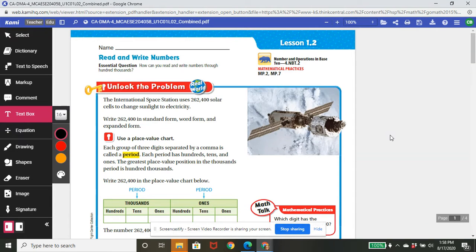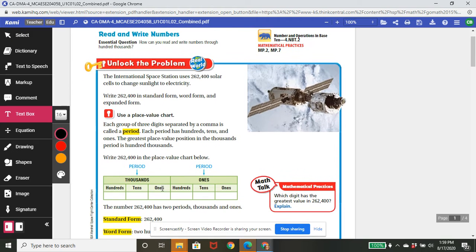Hello, everyone. So today we are doing lesson 1.2, read and write numbers. Yesterday we talked about how we can take a number and put it into a place value chart. We talked about how there are digits 0 through 9, but the place that you put it on the place value chart changes how much it's worth.